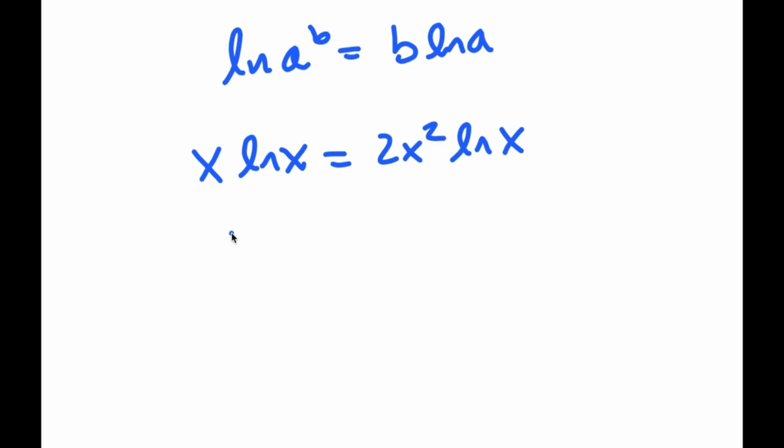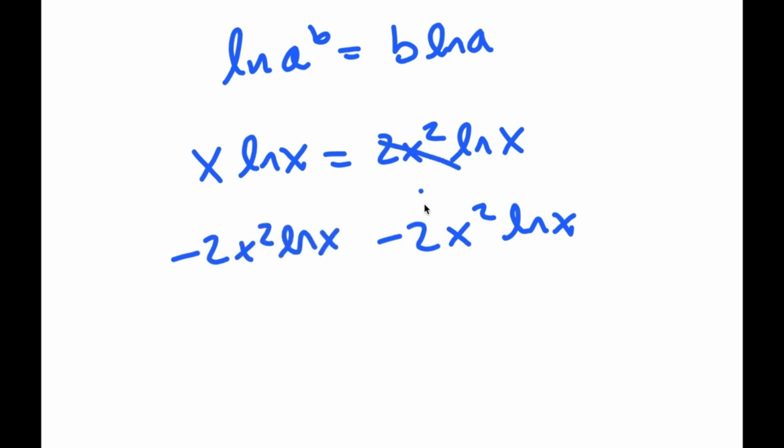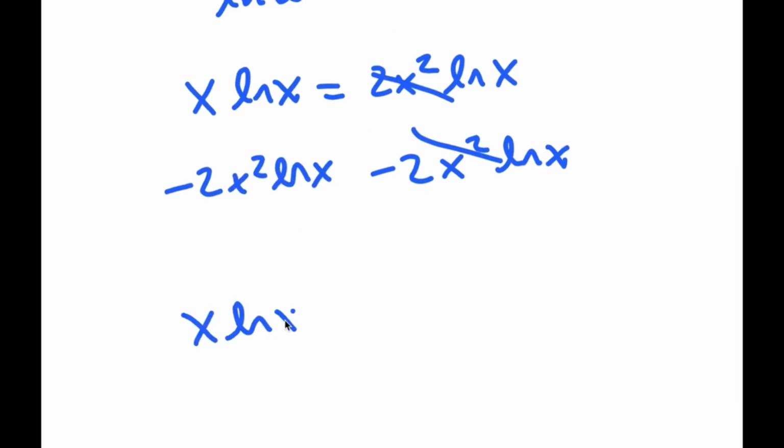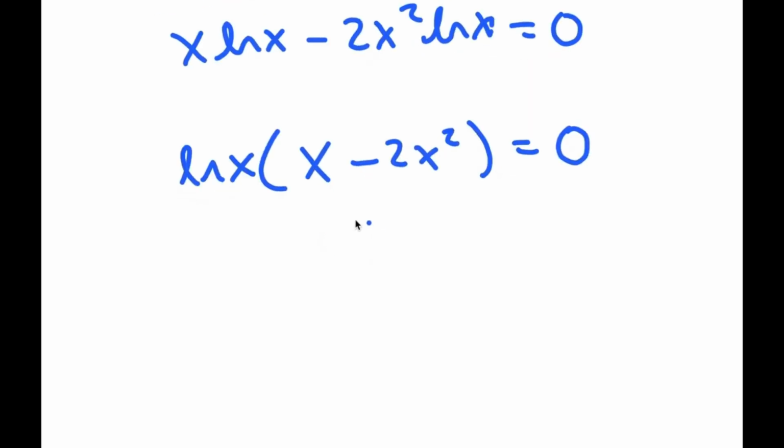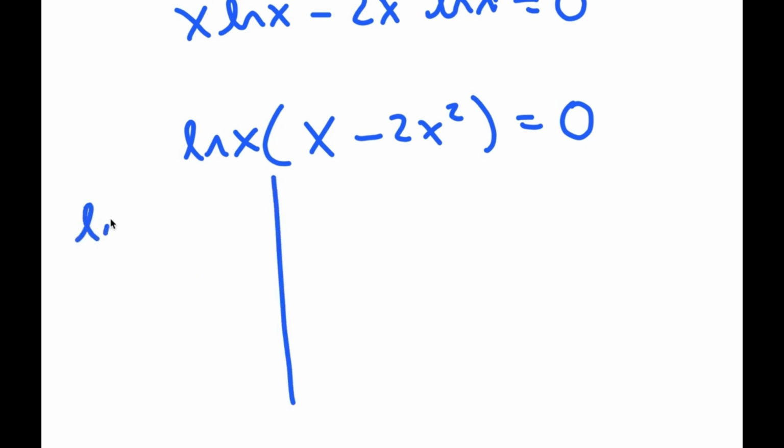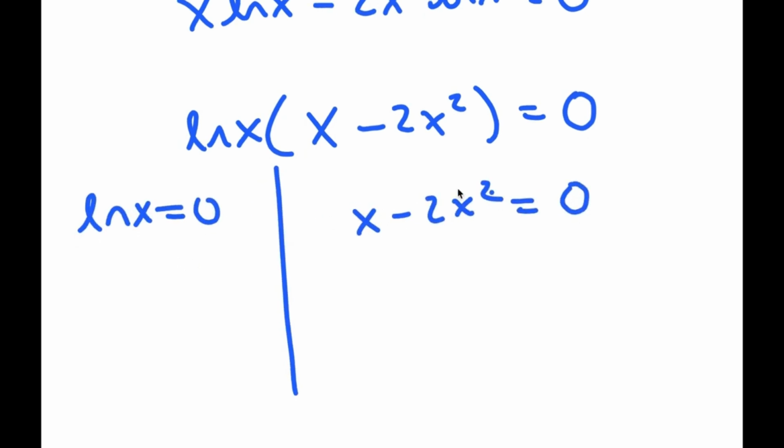Now, I'm going to subtract 2x squared times ln x on both sides. So I get x times ln x minus 2x squared times ln x is equal to 0. And now if I factor out ln x, I get ln x times (x minus 2x squared) is equal to 0. So this gives me two equations. I have ln x equals 0 and x minus 2x squared equals 0.